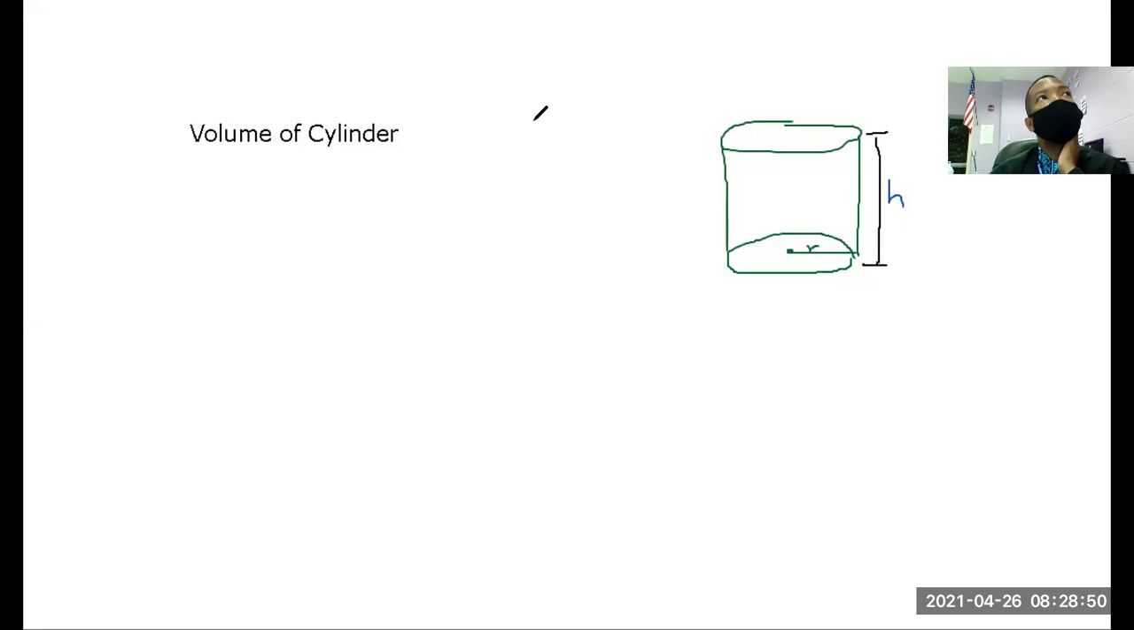Now let's look at the volume of a cylinder. When we're talking about the volume, we're talking about how much space inside the cylinder it is taking up. So my formula for that is V is equal to pi r squared h. That's it, pi r squared h. So it has the area of a circle, and then you just times it by the height.